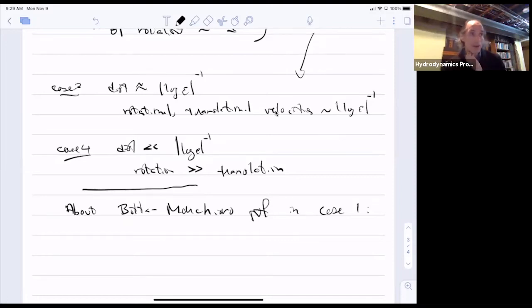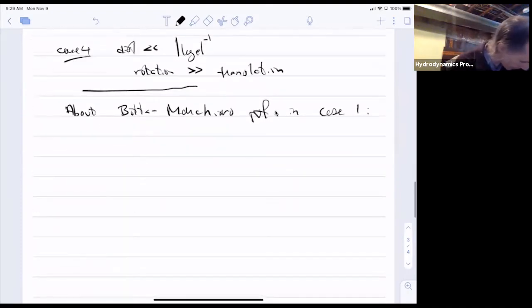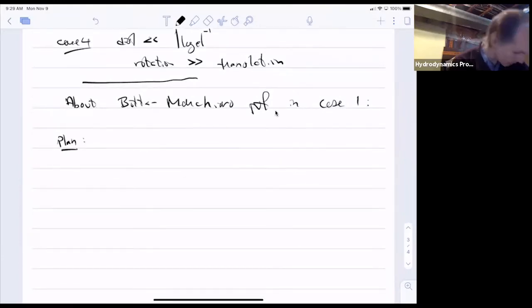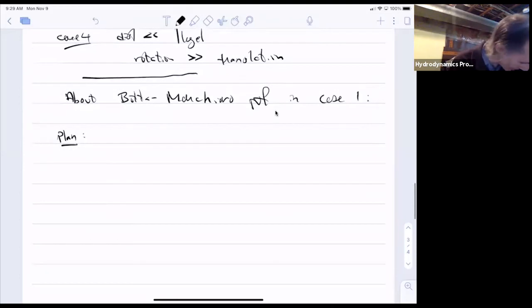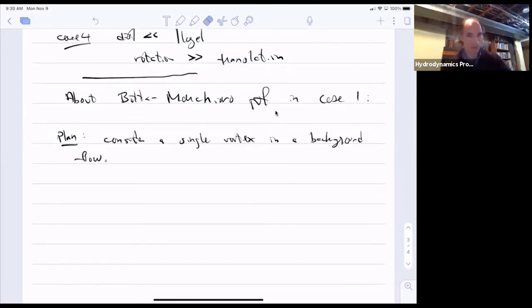So the plan. What they do is they try to follow the Marchioro-Polveretti proof from 30 years before of the dynamics of vortices on the plane. And so they want to consider a single vortex in a background flow, right? So as we did in the 2D setting.